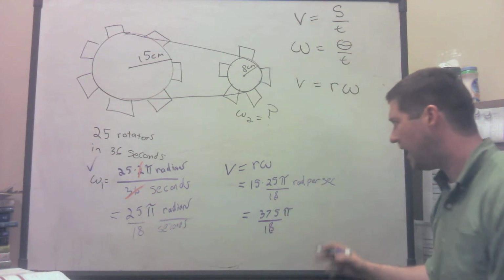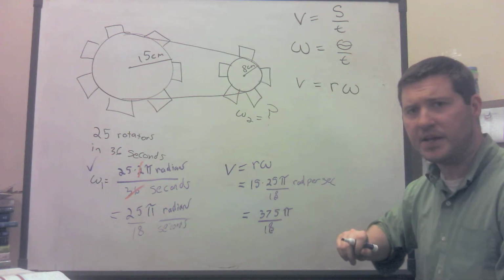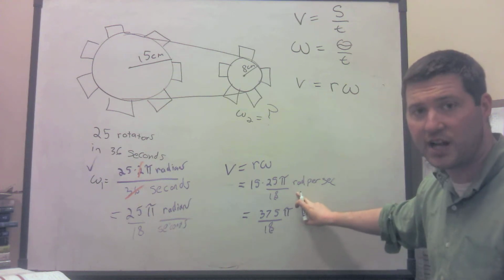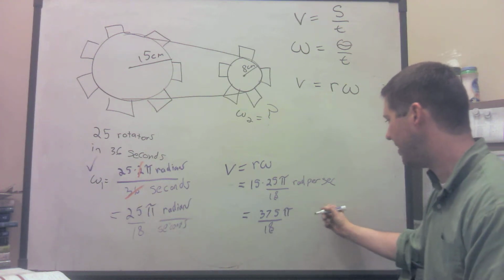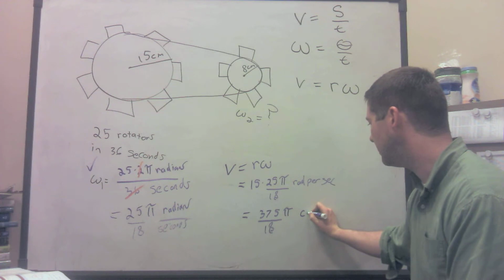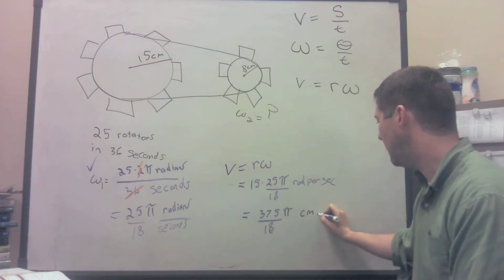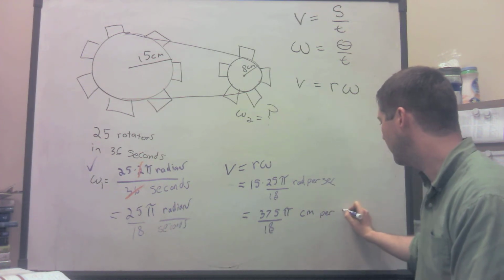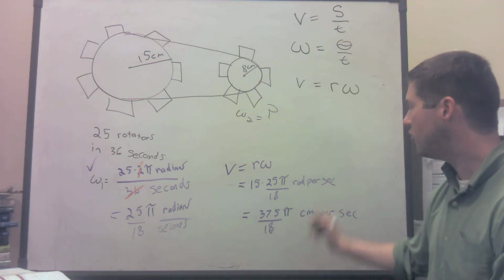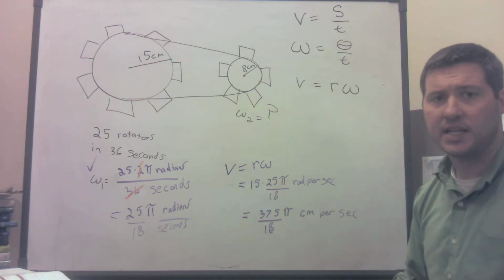Okay, and now I've got a unit there. My radius was in centimeters. Since radians are not really a unit, I don't just ignore those now. So now I've got this thing in centimeters per second. So now I've got my linear velocity of this thing.